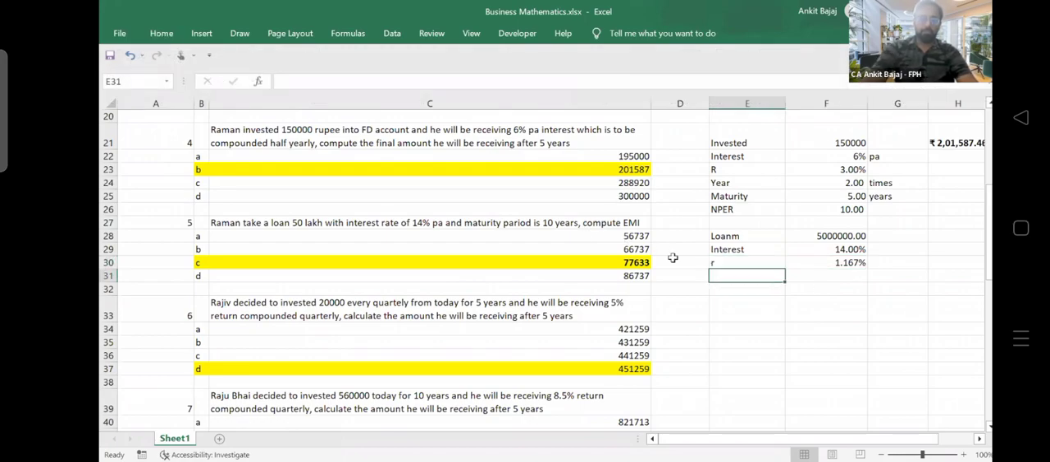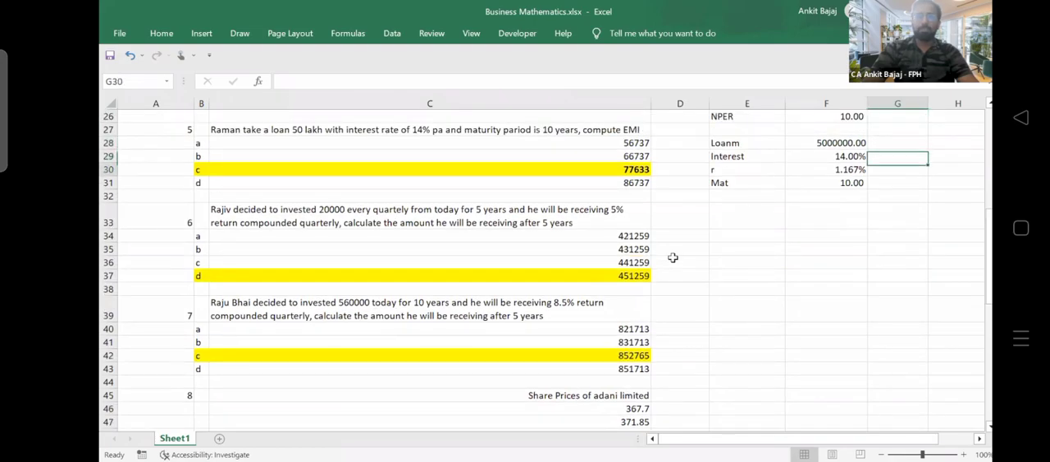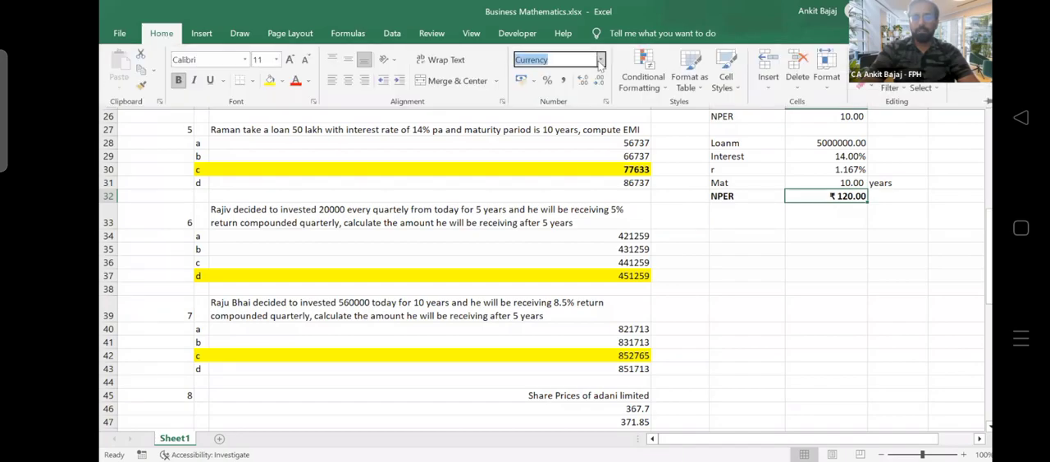And maturity is given here, 10 years, right? So what is going to be the NPR in this case? NPR means number of periods, right? How many EMIs will you be paying? In a year, you have to pay 12 EMIs, right? So in 10 years, how many EMIs will you pay? That is going to be 12 into 10, 120, right? You will be paying 120 EMIs.